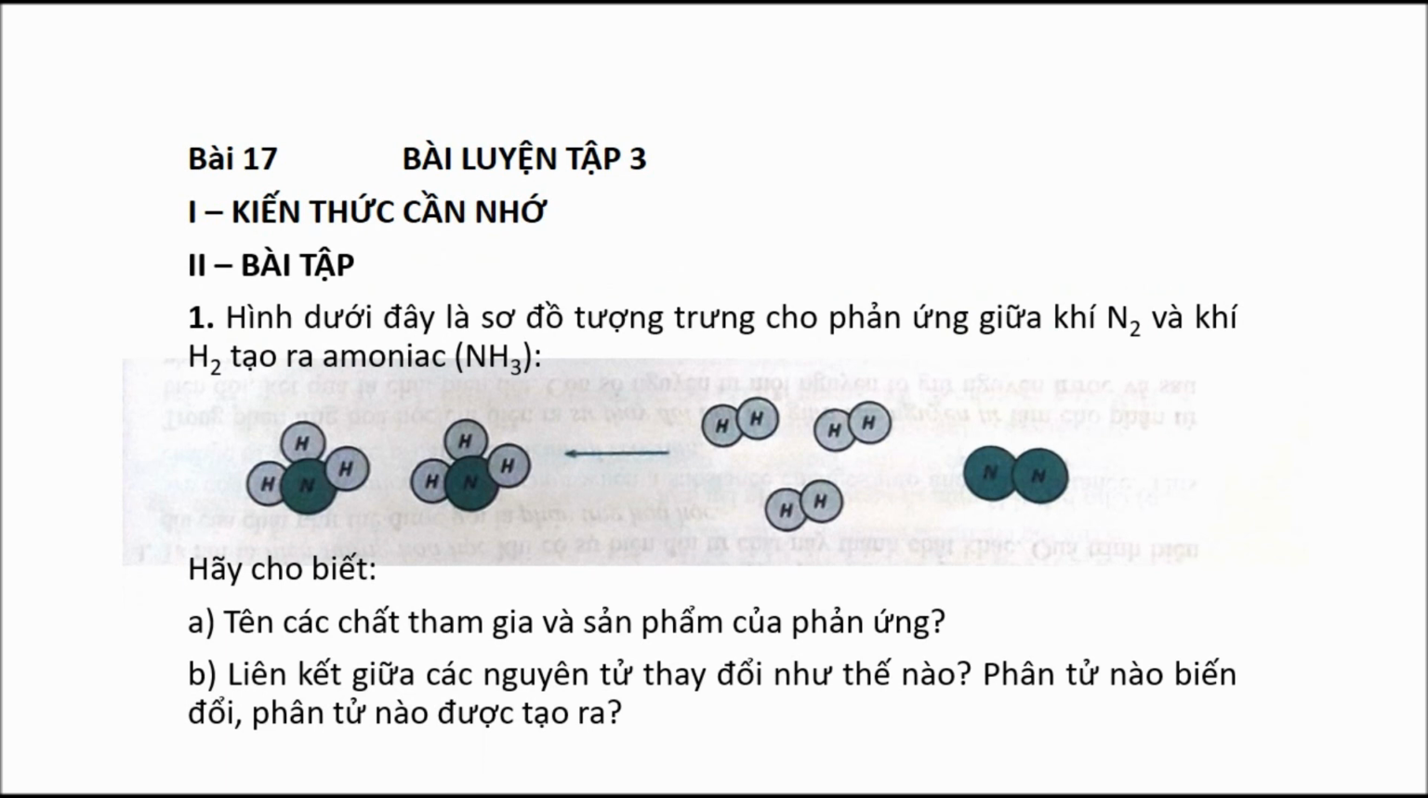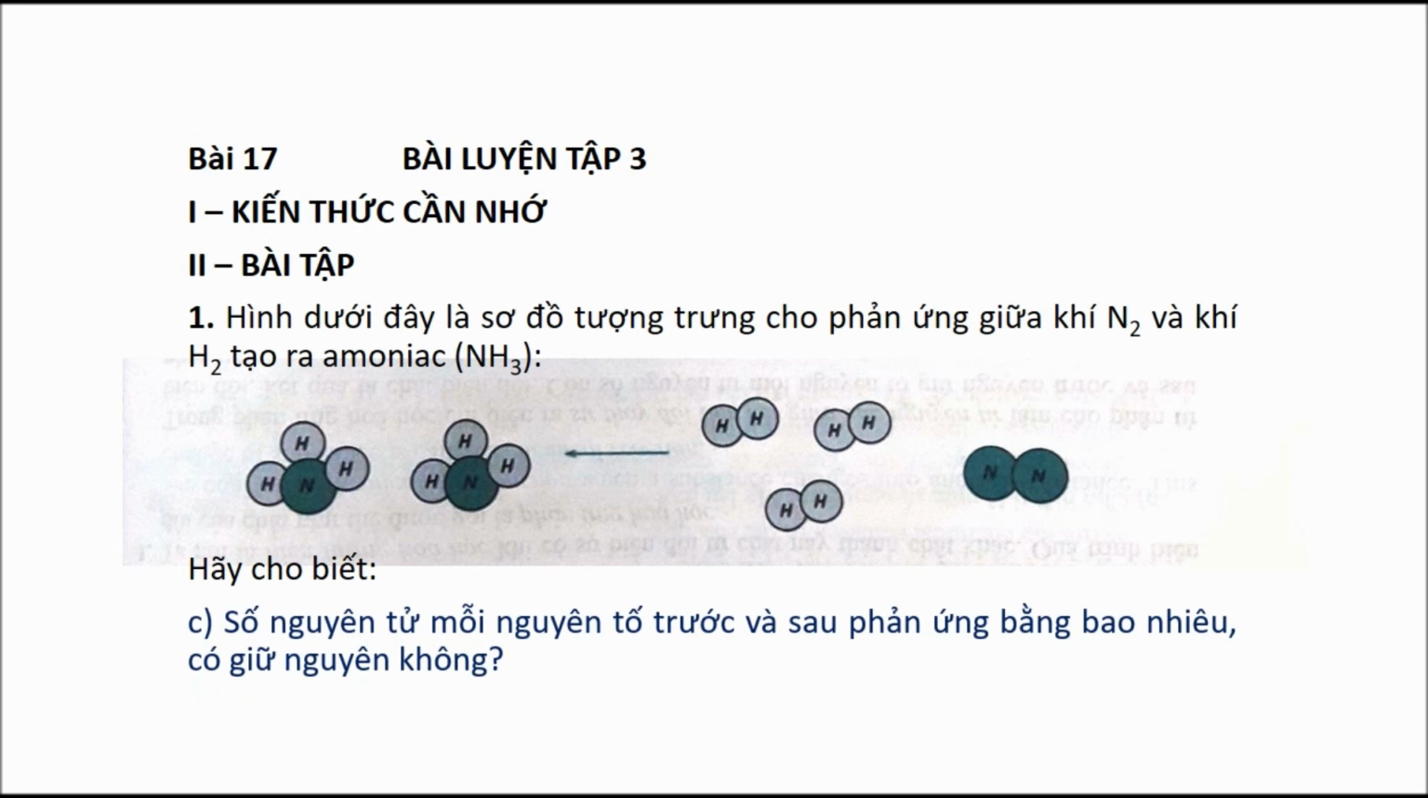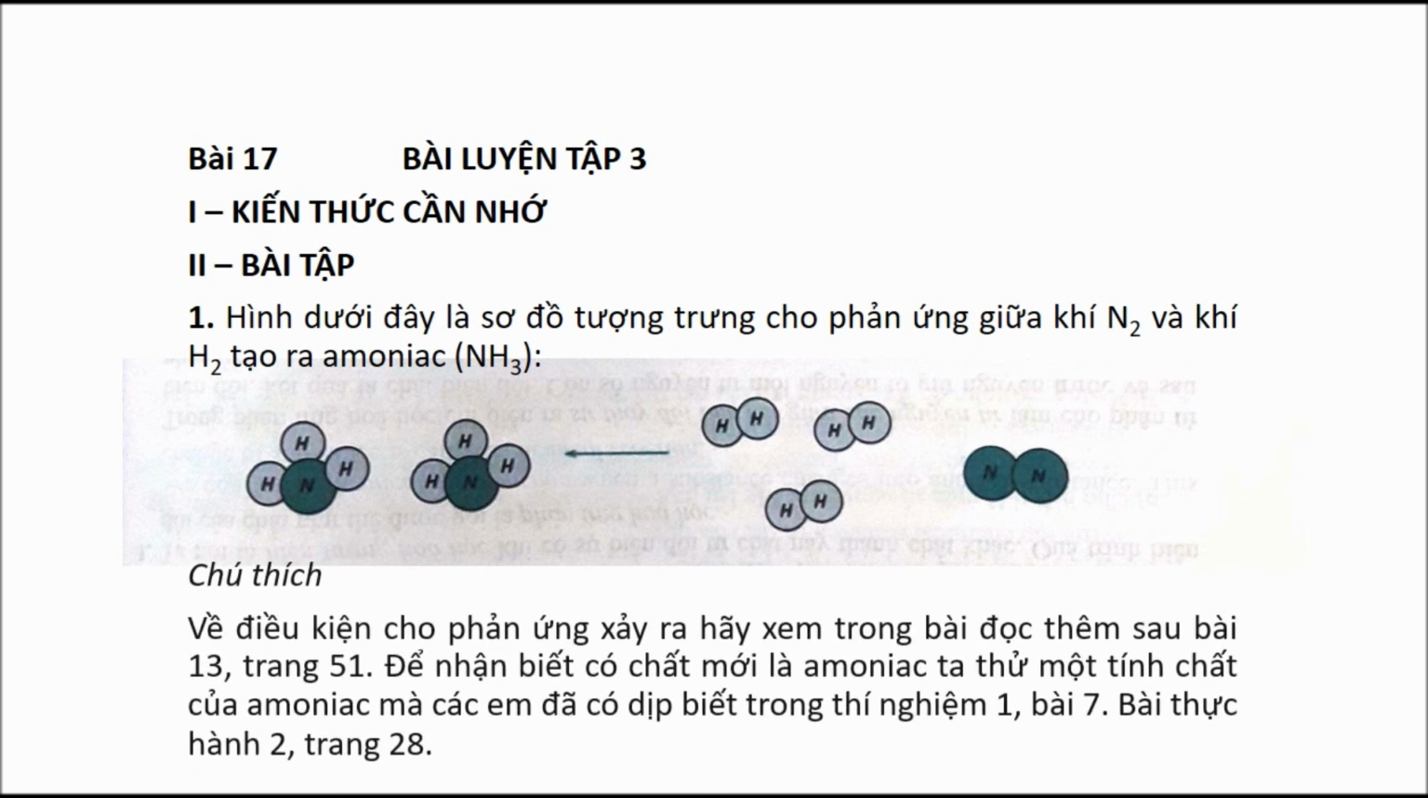2. Exercises. 1. The figure below is the symbolic skeleton reaction scheme between nitrogen gas and hydrogen gas to form ammonia, NH3. Answer the following questions. A. What are the names of reactants and products of the reaction? B. How do the bonds between atoms change? Which molecules change? Which molecules are produced? C. What is the number of atoms of each element before and after the reaction? Does it still remain?